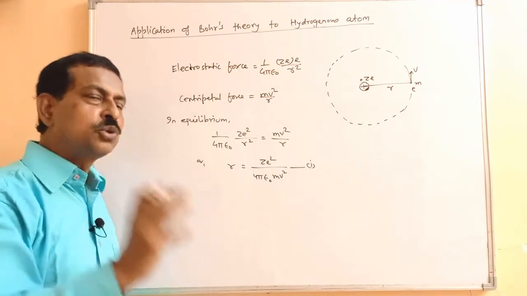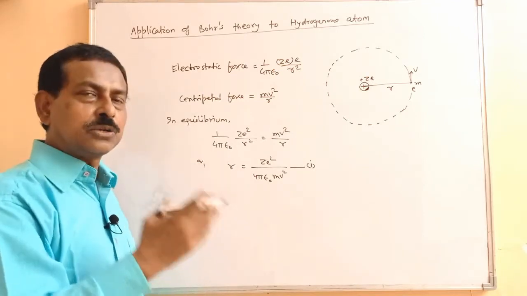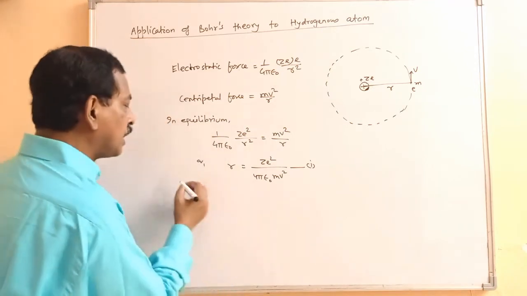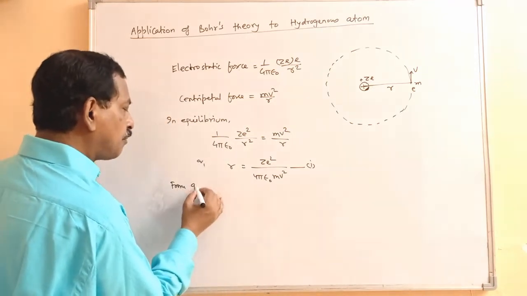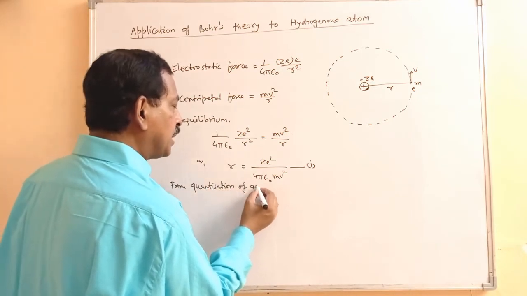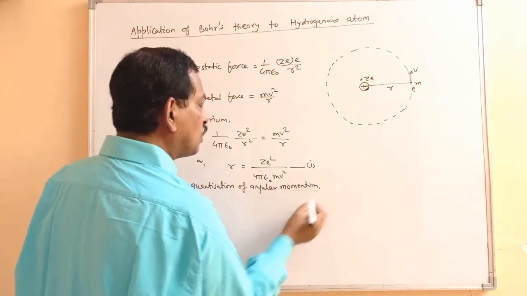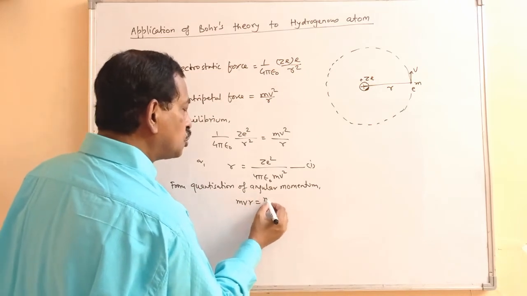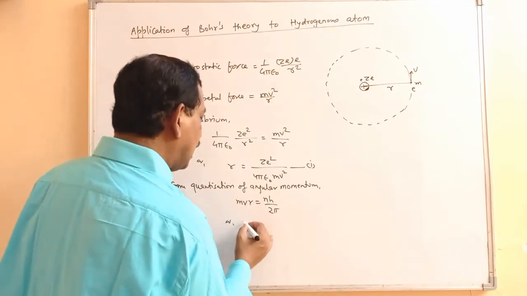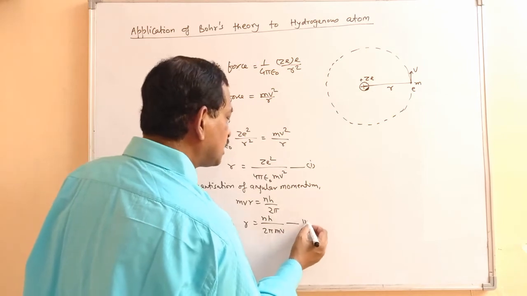We are basically trying to get the expression for the radius, for the velocity, and the energy of the electron in the hydrogenous atom. So this is the expression for r. From quantization of angular momentum, what will we get? mvr equals nh by 2 pi. So we can get the expression for r as nh by 2 pi mv. This is our second equation.